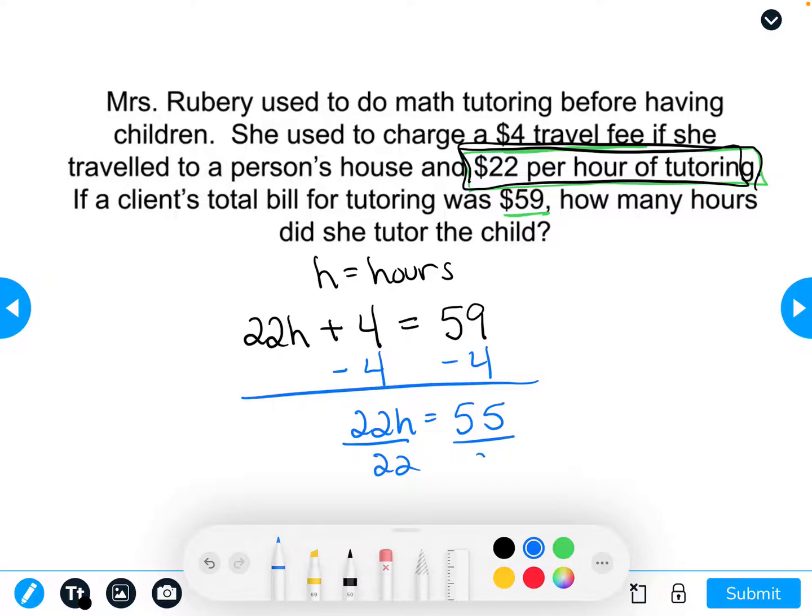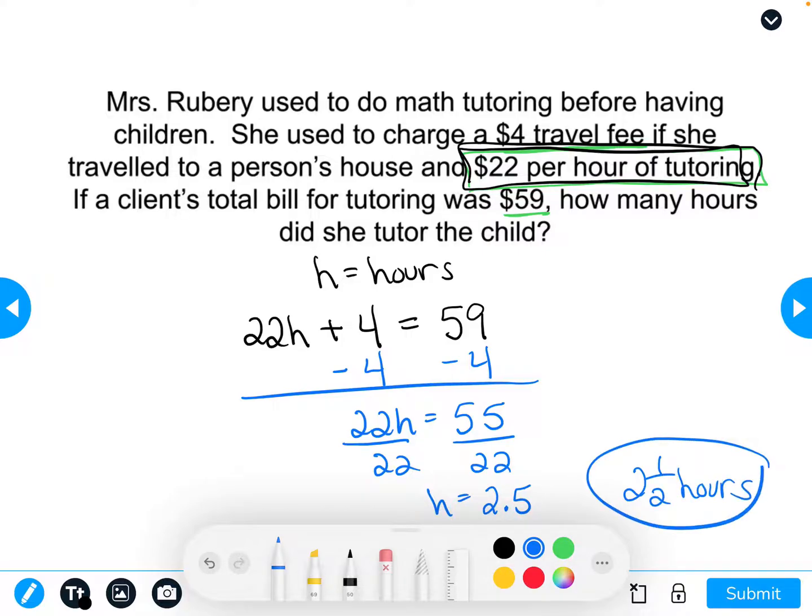Divide both sides by 22. And it looks like we're going to get a messy number here. Let's see. 55 divided by 22 gives us 2.5. And in hours, that would be 2.5 hours of tutoring.